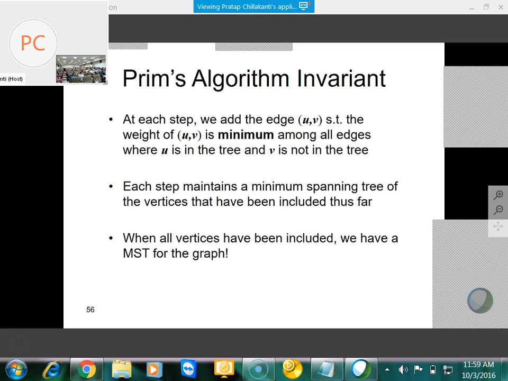Here about Prim's algorithm, because whenever you're adding an edge, you're always adding the minimum among all edges. So that's the reason why at the end of the cycle you will get a minimum spanning tree, and once you add all the vertices, you have a minimum spanning tree for the full graph.